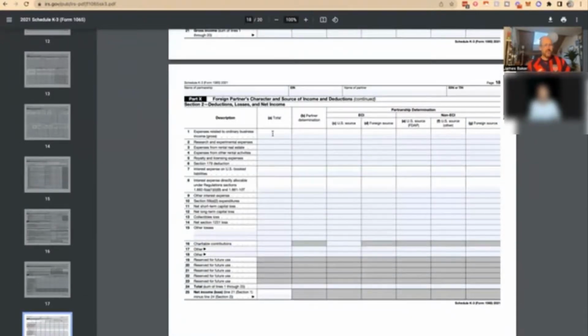It's really the same computation, but one of the forms goes to the partner and one goes to the partnership. So I think the partnership files a K-2, and the K-3 is partner by partner basis. So each partner gets their own K-3, but the partnership files a K-2. So not every partner gets a K-2, but every partner gets a K-3. I hope that helps kind of clarify that question, because that was a really good question.